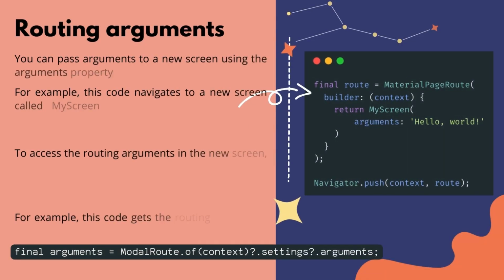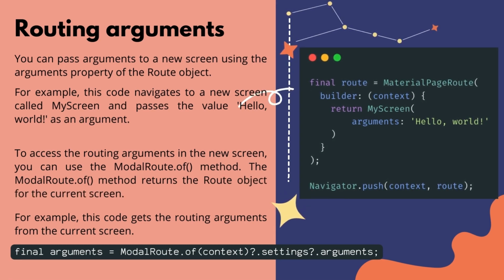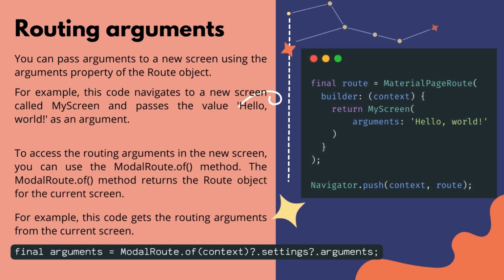Routing arguments. You can pass arguments to a new screen using the arguments property of the route object. For example, the following code navigates to a new screen called My Screen and passes the value Hello, World as an argument. To access the routing arguments in the new screen, you can use the ModalRoute.of method. The ModalRoute.of method returns the route object for the current screen. For example, the following code gets the routing arguments from the current screen.